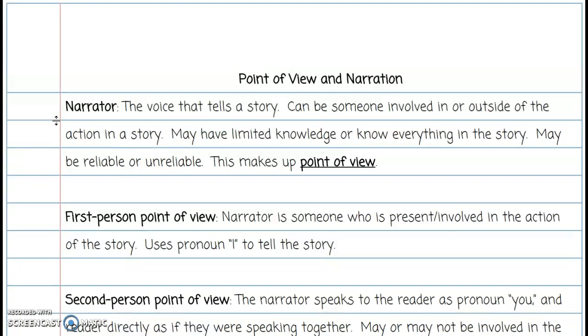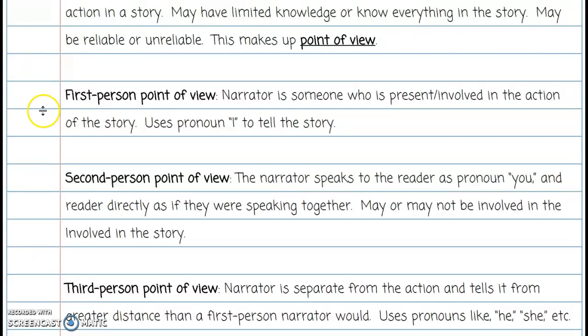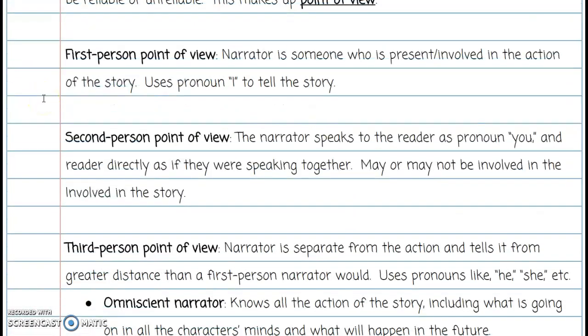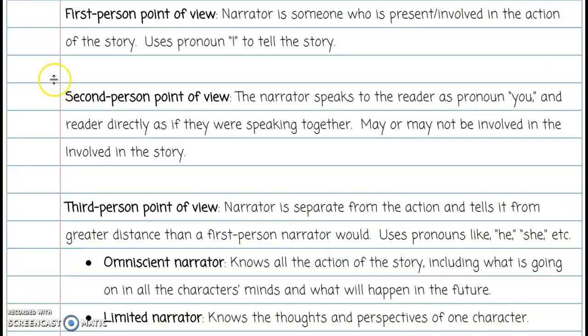There are three different points of view that are commonly used in narratives. First, we have first-person point of view. This occurs when the narrator is someone who is present and actually involved in the action of the story. The first-person narrator uses the pronoun I to tell the story.